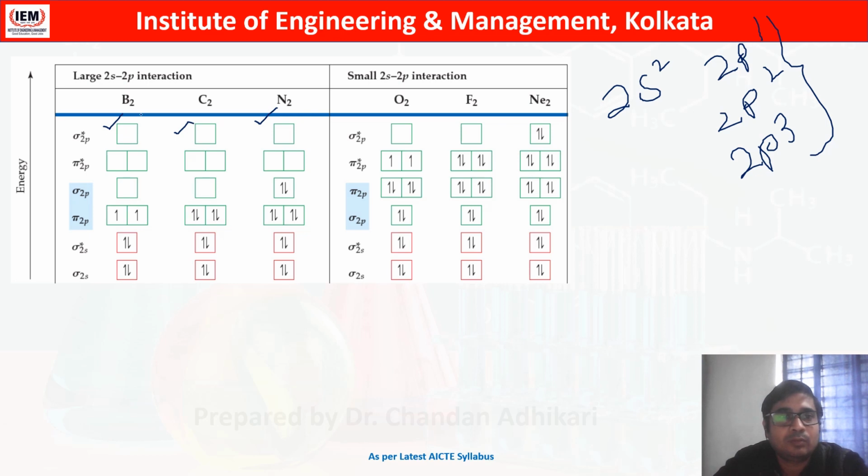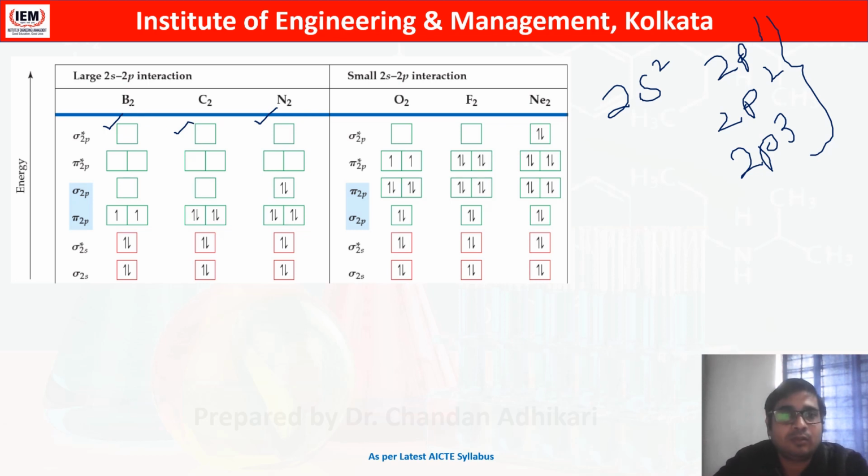So for B2, both the pi molecular orbitals will be occupied by a single electron. In the case of carbon, they will be occupied by two electrons. In the case of nitrogen, they will occupy the pi molecular orbitals as well as the sigma 2p. So this is pi 2p, and this is your sigma 2p, as you can see. So both pi 2p and sigma 2p will be occupied.